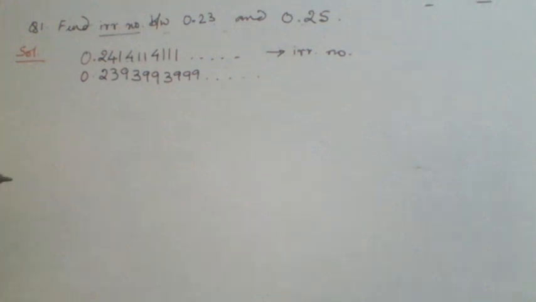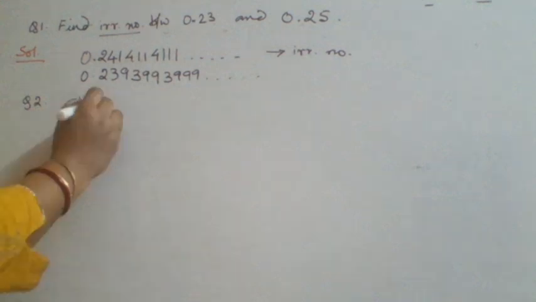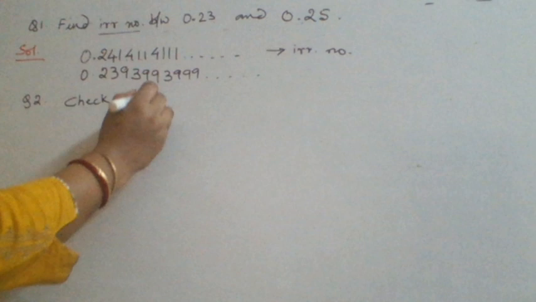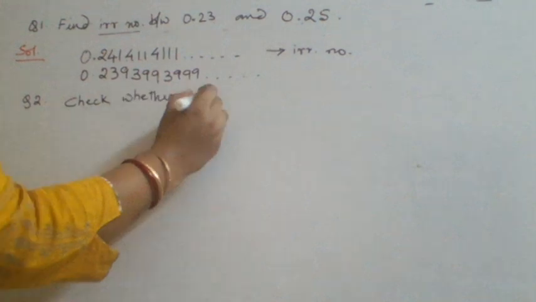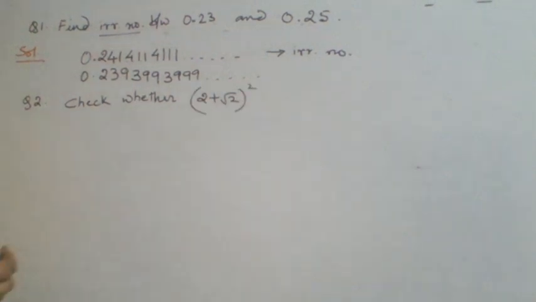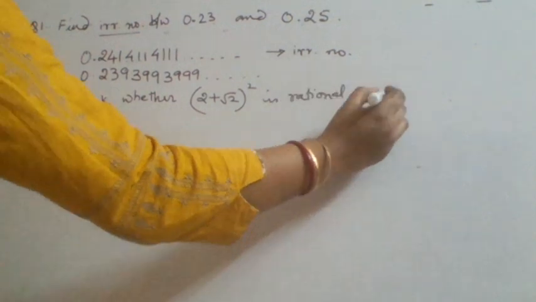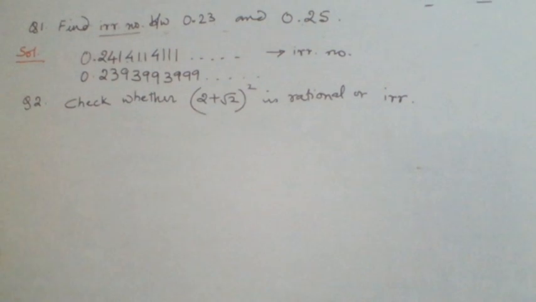Now, say question number 2. Check whether 2 plus root 2 whole square is rational or irrational. You have to say, check whether 2 plus root 2 whole square is rational or irrational.